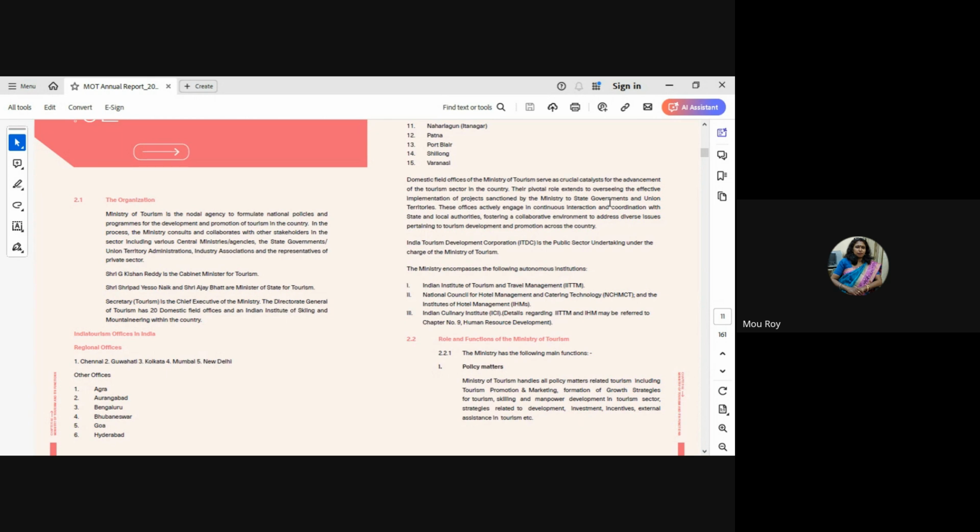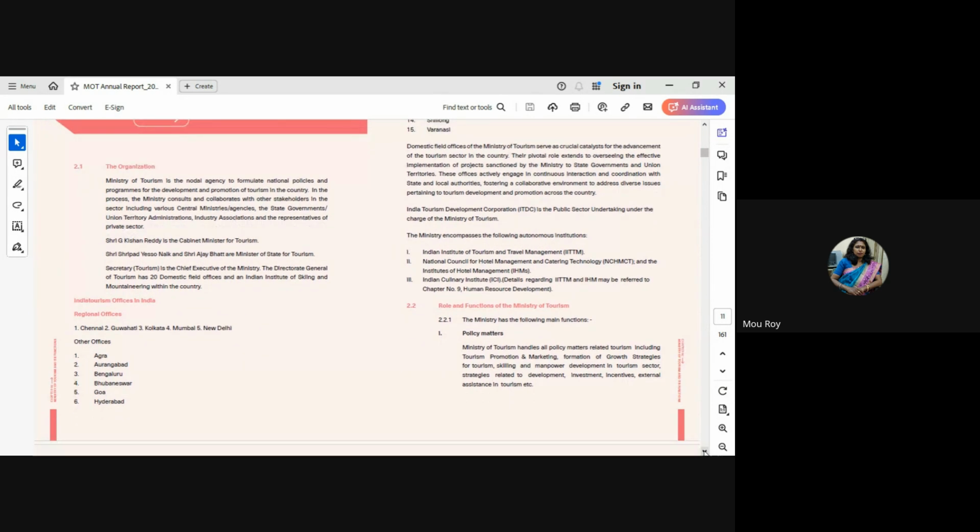One is the Institute of Hotel Management and Catering Technology, which comes under the National Council for Hotel Management and Catering Technology, with its head office at Noida. Then we have the Indian Institute of Tourism and Travel Management. And another institute has come up, which is also under the Ministry of Tourism, the Indian Culinary Institute. I think one is in Noida, another is in Tirupati. These are the two which came up 2 to 3 years ago.